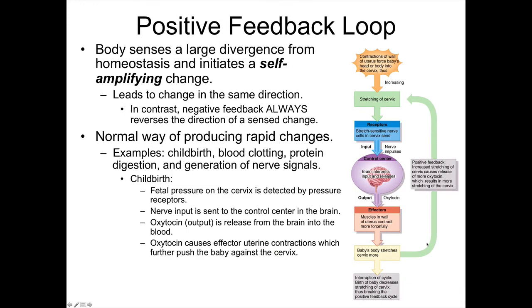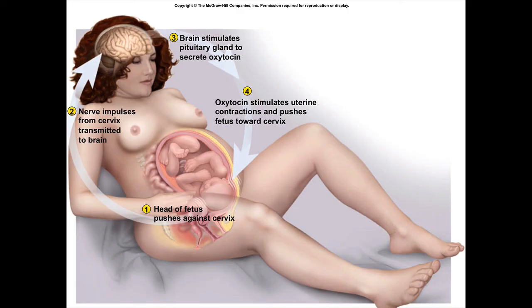The next concept is a positive feedback loop. A positive feedback loop is quite different from a negative feedback loop because it involves amplifying a change. A change is sensed and the change is amplified before it can go back to normal. One of the best examples of that is the process of childbirth. So here's what happens during childbirth.